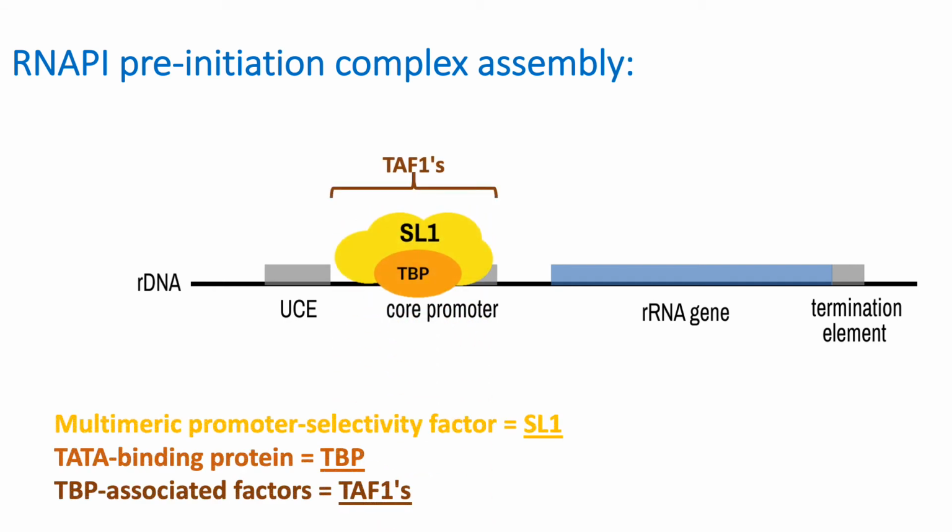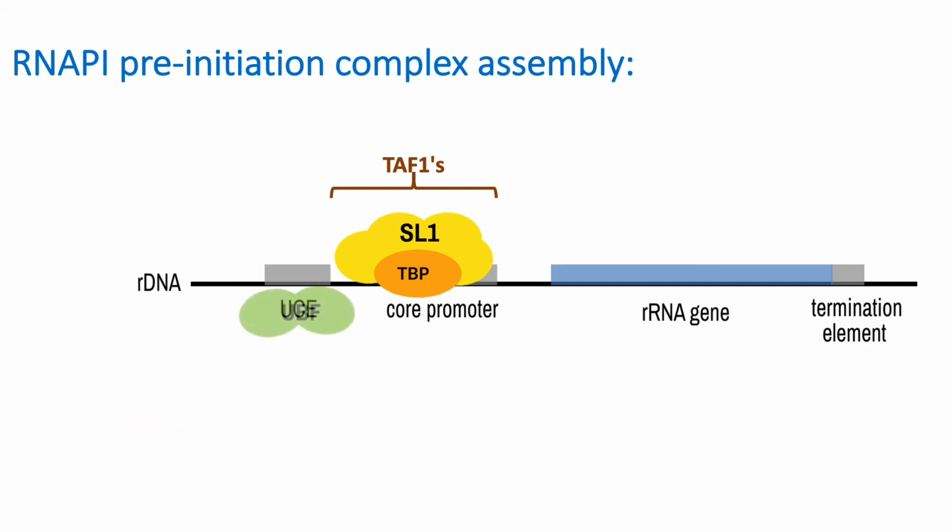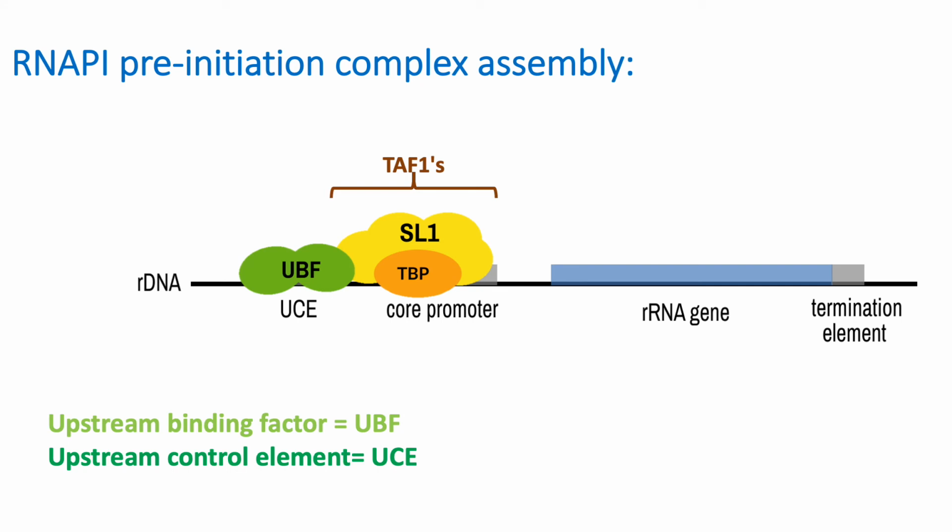First, the multimeric promoter selectivity factor, abbreviated SL1, binds to the core promoter of the rRNA gene. SL1 consists of a TATA-binding protein, TBP, that works with 3 or more TBP-associated factors, abbreviated TAF1s. Then, a homodimeric DNA-binding protein, meaning that it's comprised of 2 identical polypeptide chains, abbreviated UBF, binds to an upstream element, abbreviated UCE.